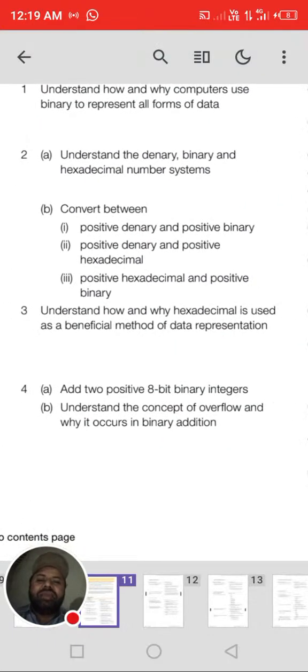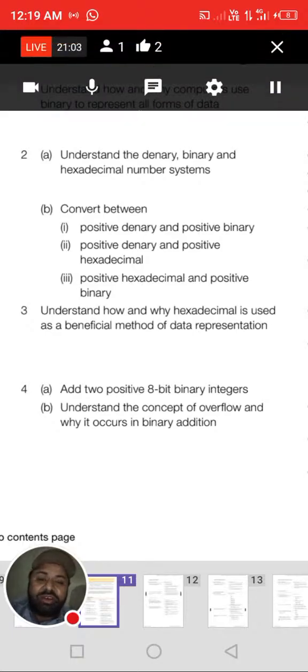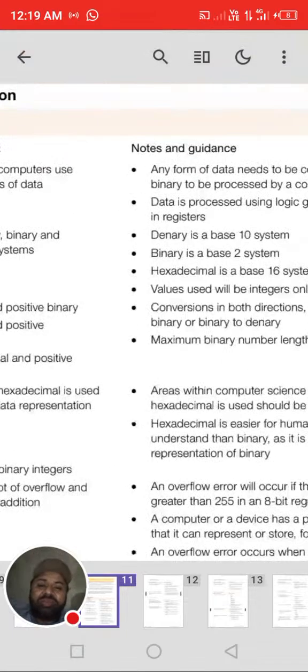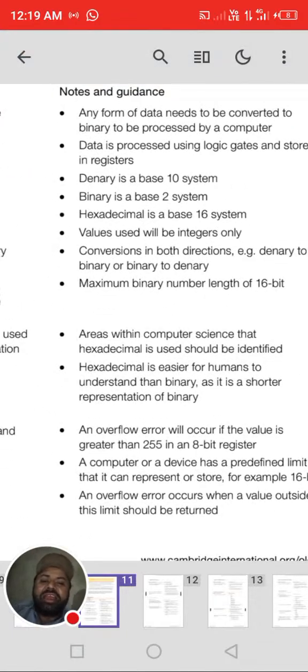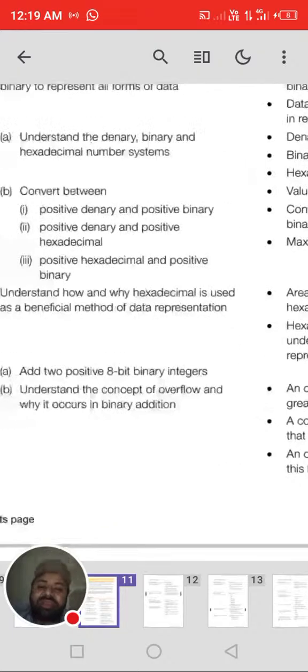Understand the denary, binary, and hexadecimal number systems. What are they? Denary is decimal, which is base 10. Normally when you count 1, 2, 3, 4, 5, and 10, and so on, this is the denary system. Binary is 0, 1, and hexadecimal is base 16. This is the basic difference between these. Denary is a base 10 system, binary is a base 2 system, hexadecimal is a base 16 system.